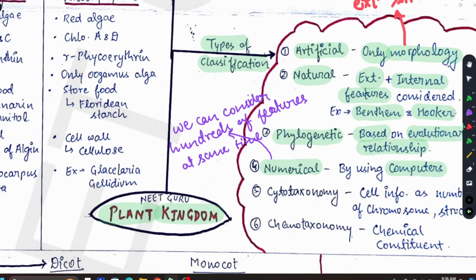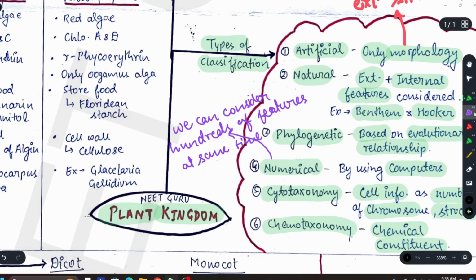Next is cytotaxonomy. The word cyto means cell, and taxonomy obviously means classification. Cell classification, you can say. So cytotaxonomy is basically based on cell information, such as number of chromosomes and their structure, etc. Whatever is present in the cell, on the basis of cell information, we do cytotaxonomy. And last is chemotaxonomy, which uses chemical constituents, and generally it is done in plants.